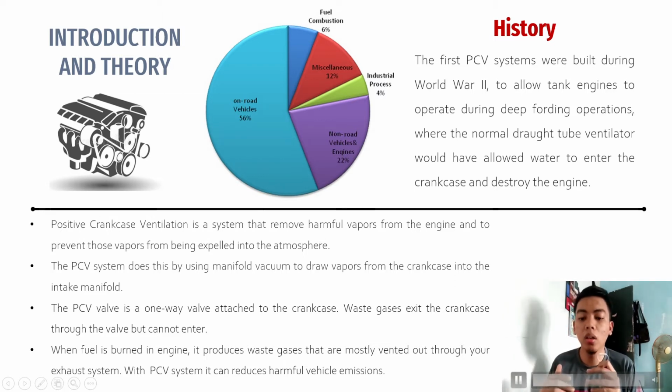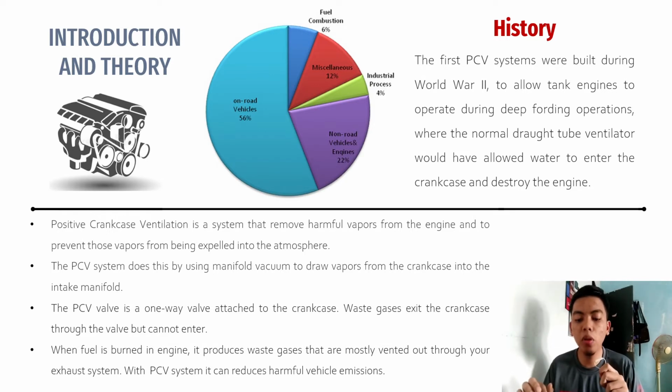the engine. Okay, the theory about positive crankcase ventilation (PCV): it is a system that removes harmful vapor from the engine and prevents those vapors from being expelled into the atmosphere. Second, the PCV system does this by using manifold vacuum to draw vapor from the crankcase into the intake manifold. Then the PCV valve is a one-way valve attached to the crankcase. Waste gas exits the crankcase through the valve but cannot enter.